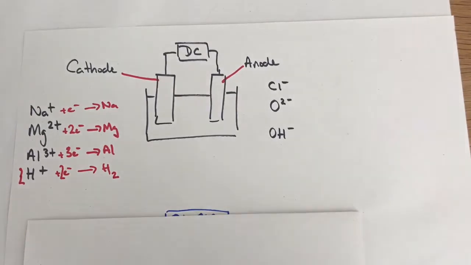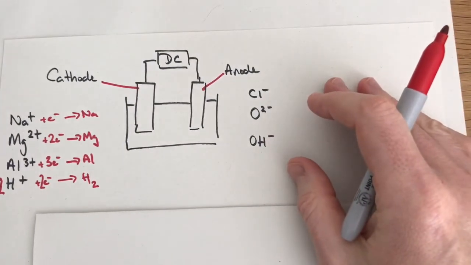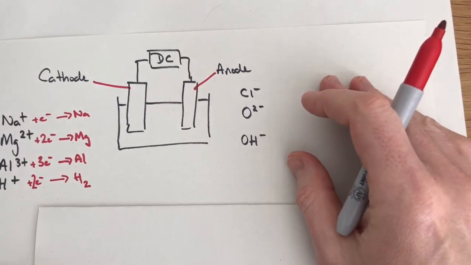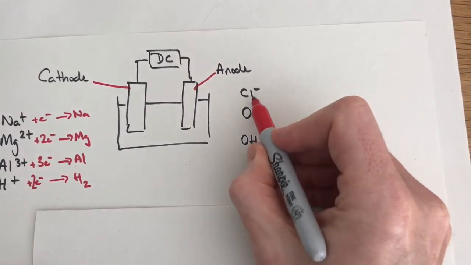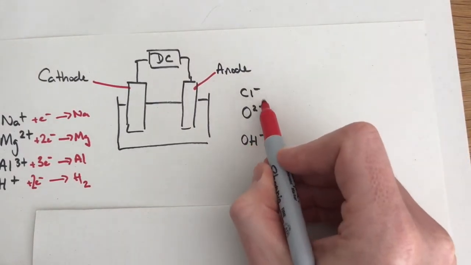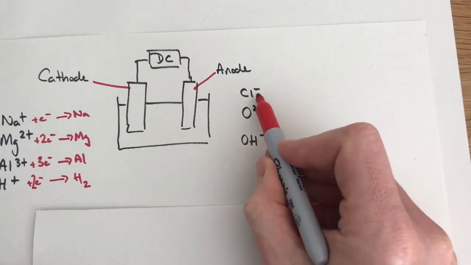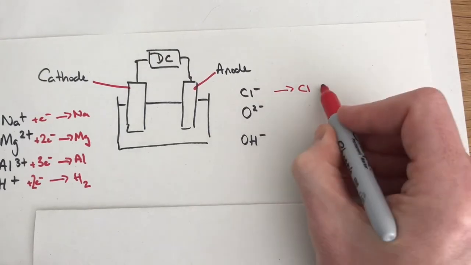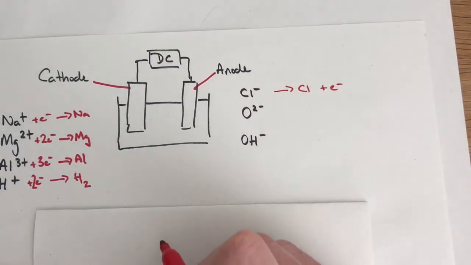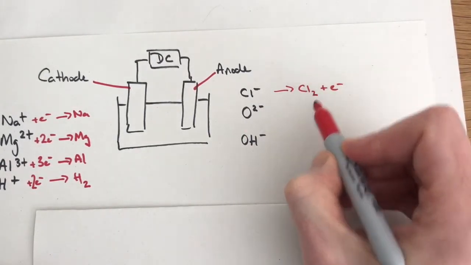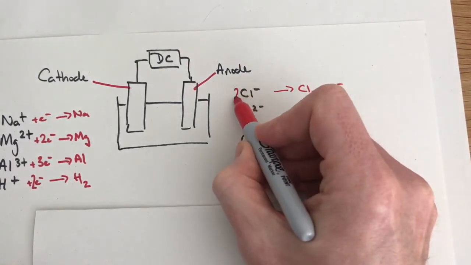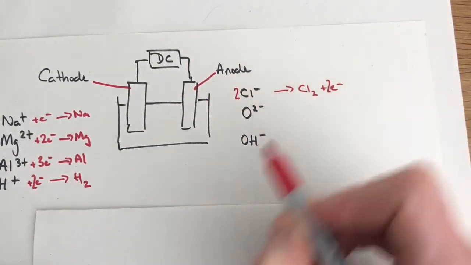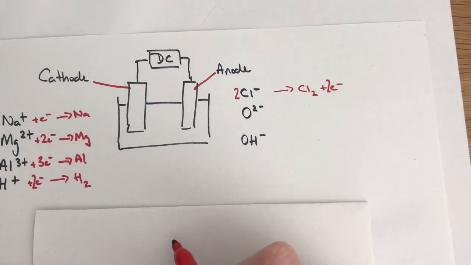Okay, this side at the anode, here are my anions. So what I've got here is a chloride ion. Now what we're going to do is get rid of these negative electrons. So this has got 1 negative electron. We're going to take that to have no electrons, and it's going to release the electron. Remember that chlorine is diatomic, so I need 2 of those. Therefore I need 2 chloride ions, and that will release 2 electrons.